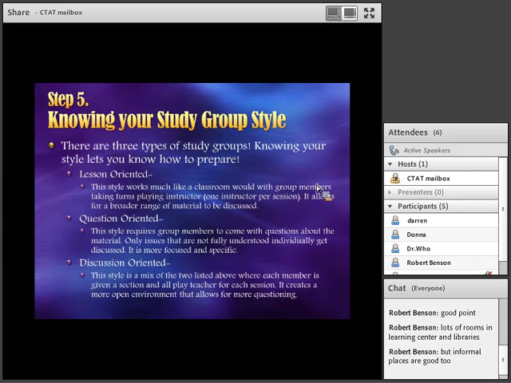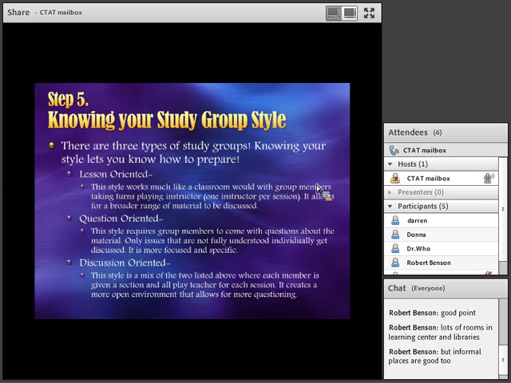So, step five is knowing your study group style. All of you need to agree on this before you get started. In a classroom, a teacher knows exactly how they're going to teach. So, there's consistency throughout the semester so that students know exactly what to expect. What happens in a study group is that consistency is never discussed.